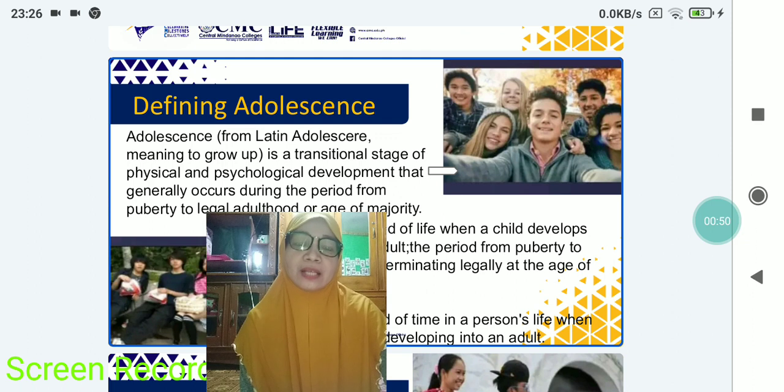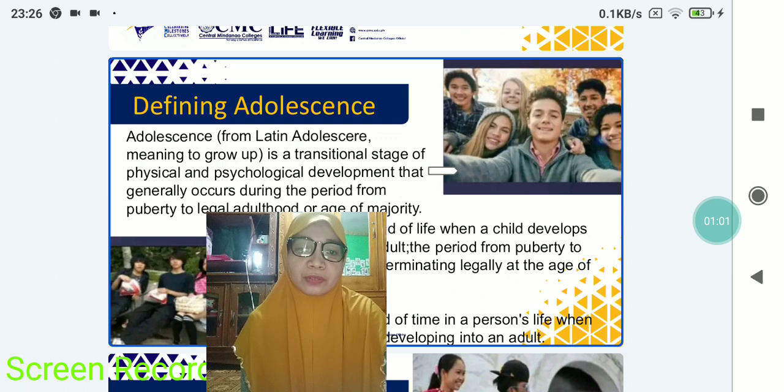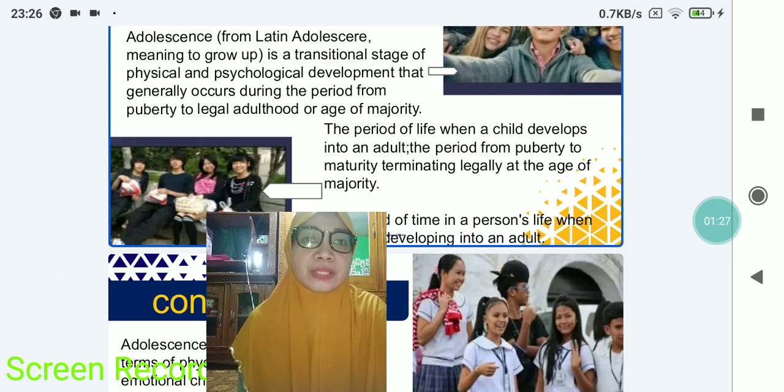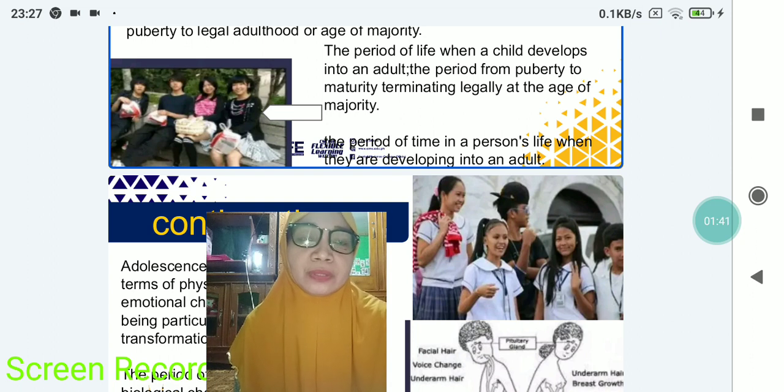Define adolescence. Adolescence, from Latin meaning to grow up. It is a transitional stage of physical and psychological development that generally occurs during the period from puberty to legal adulthood or the age of maturity. The other definition: the period of life when a child develops into an adult, the period from puberty to maturity terminating legally at the age of maturity, and the period of time in a person's life when they are developing into an adult.